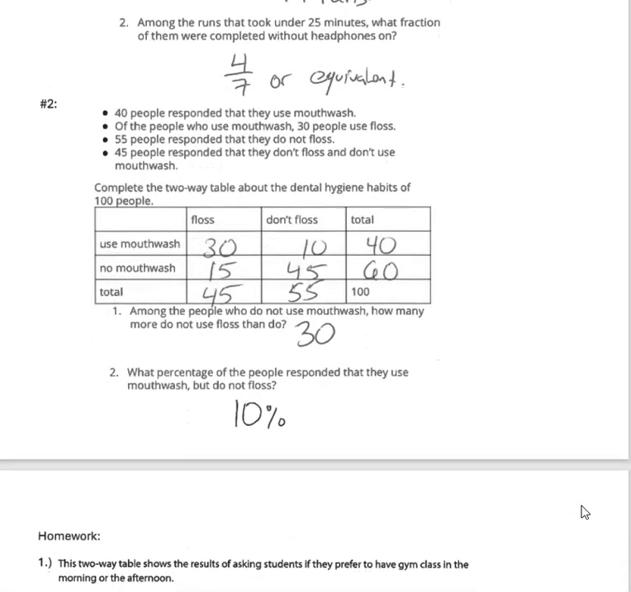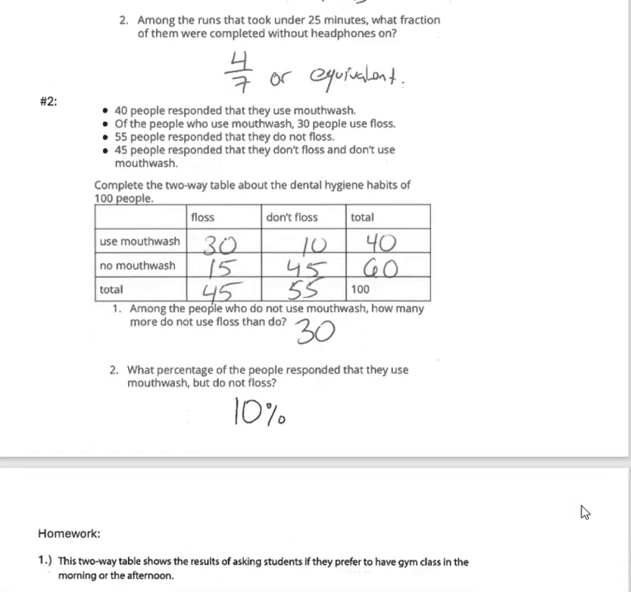On the next one, you're doing the same exact thing. You're getting these little hints, and you're trying to fill in your two-way table, whether it's the totals or the individual boxes. So you're able to use those hints. 40 of the people responded that they use mouthwash. So you could say mouthwash, that would be the top row, so the total would be 40. The next one is of the people who use mouthwash, 30 people floss. So floss and mouthwash, you can go over and put a 30 in there, and that would allow you to know that the don't floss is 10, because 30 plus 10 equals 40.